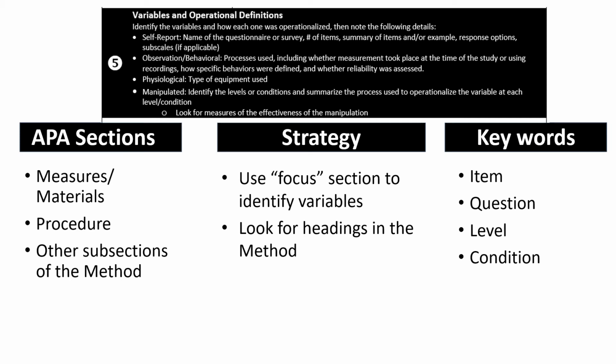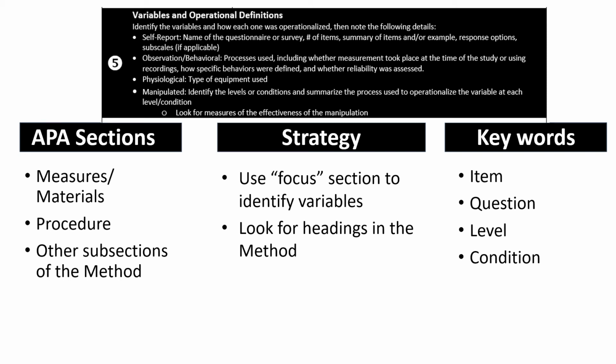After I have a list of variables, I start looking for the operational definitions in the materials subsection. That section typically includes all of the information about the operational definition of each measured variable. If the headings don't make it easy to find, you can search for a word like item or question, because the descriptions usually include the number of items or questions in a self-report measure, and many studies include at least one self-report measure.